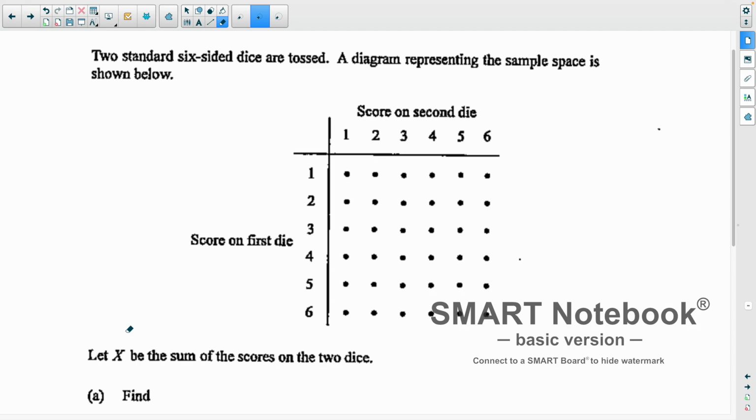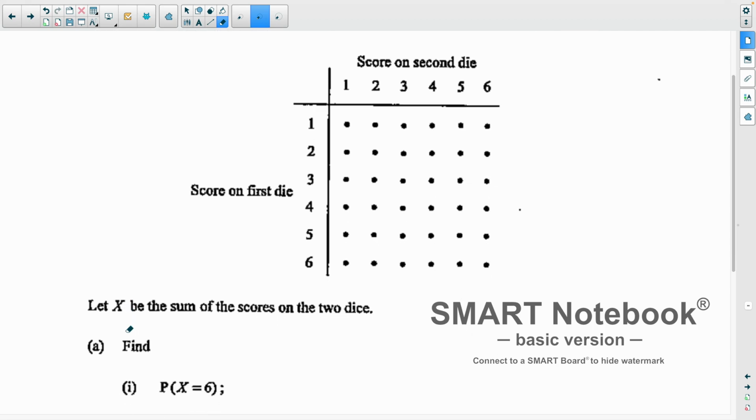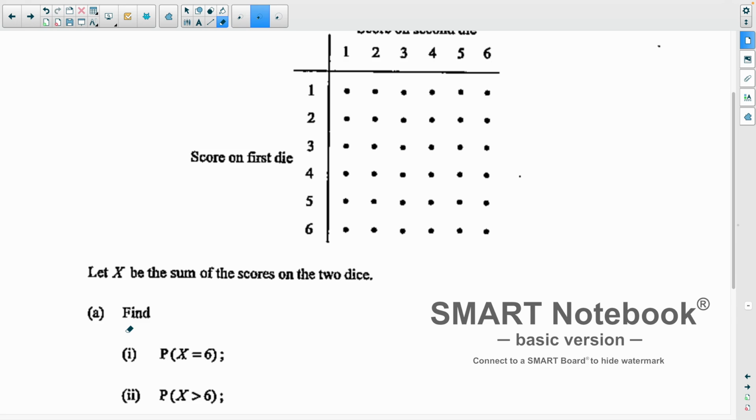This is simple probability. Let X be the sum of the scores on the dice. What is the probability that X equals 6? Anybody get that? When does my sum equal 6? 3 and 4, 2 and 5, 1. It's that diagonal right there. Which is how many? 5. Out of? 36. Okay, so 5 out of 36 is that one. How about the next one?